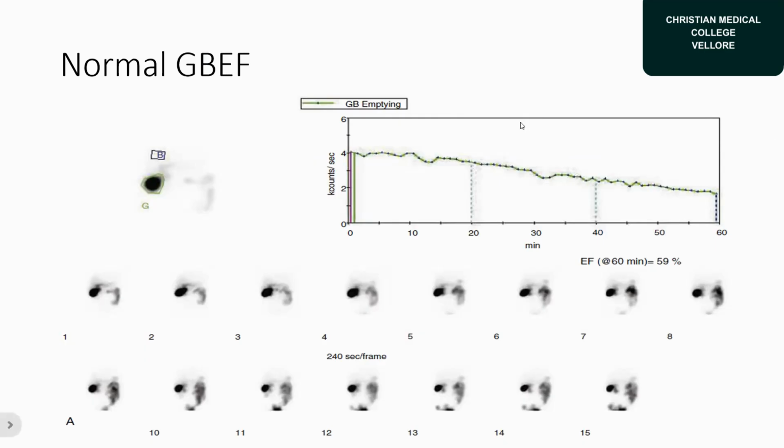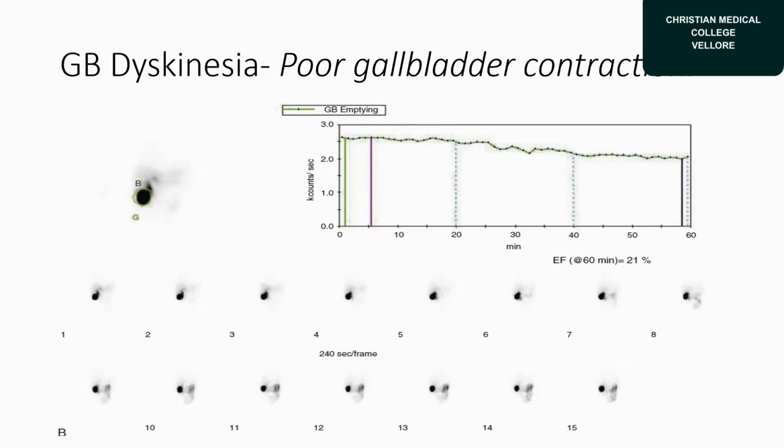So coming to the textbook normal, these are images taken from Thrall. They draw the ROI around the gallbladder at 1 hour, whenever the gallbladder is visualized, and then they start the infusion, continued for about 1 hour, and then they calculate the ROI. Here the ejection fraction was seen to be 59%, which is normal. And in this case, a diagnosis of gallbladder dyskinesia was made because when the final counts were subtracted from the initial counts, they got a percentage of only 21, while we know that less than 38 is suggestive of dyskinesia.